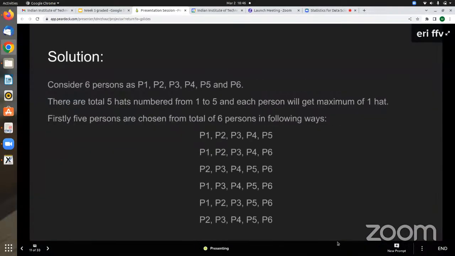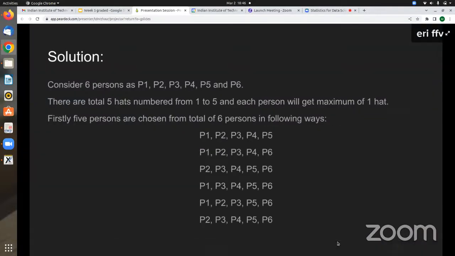Now there are 6 persons, right? So consider the 6 persons as P1, P2, P3, P4, P5, and P6. And there are a total of 5 hats, numbered from 1 to 5, and each person will get a maximum of 1 hat. So firstly, 5 persons are chosen from the total of 6 persons. Why are we choosing 5 persons? Because we have only 5 hats.